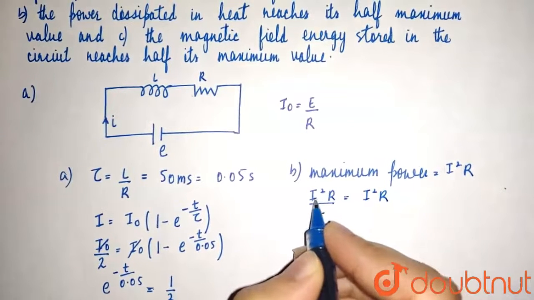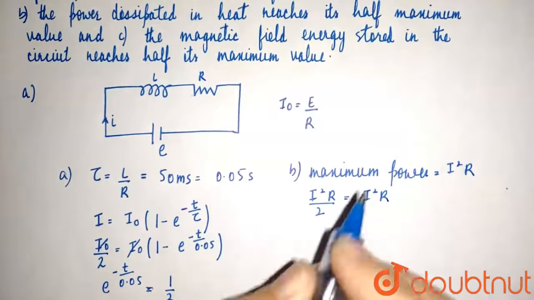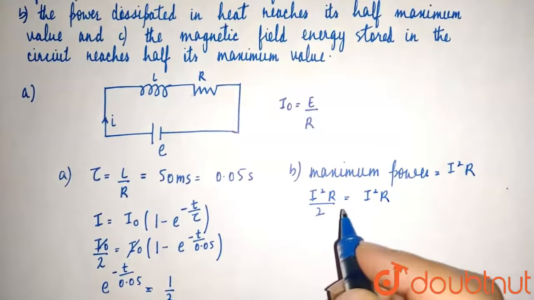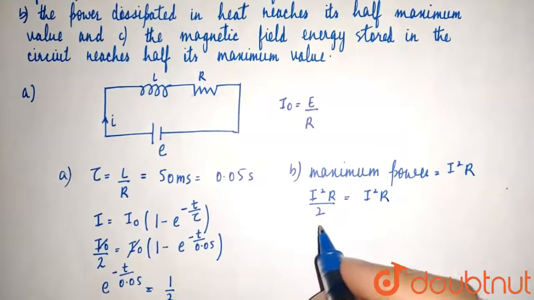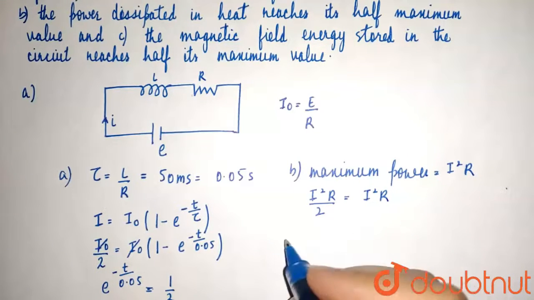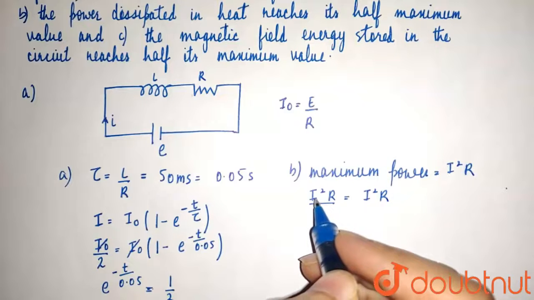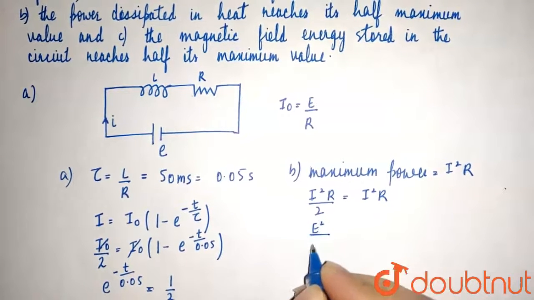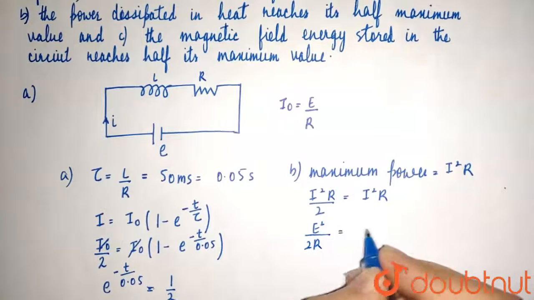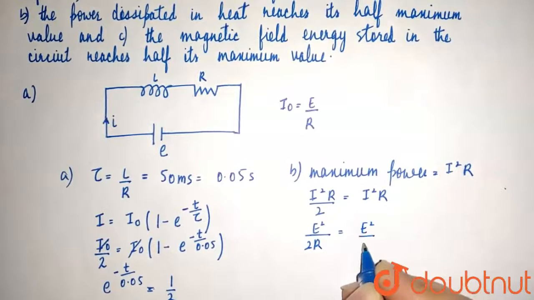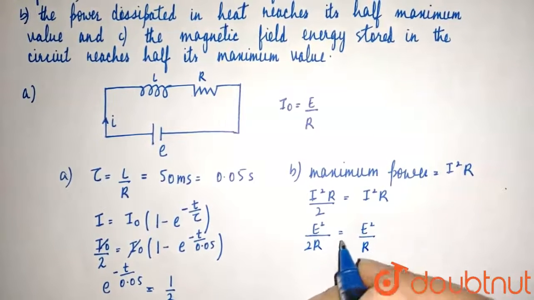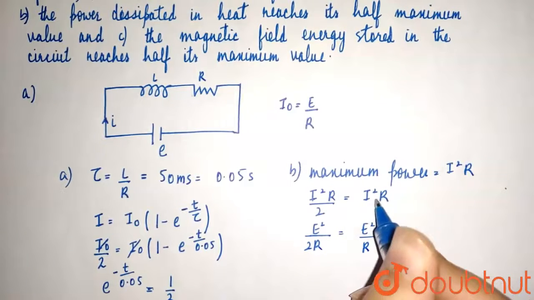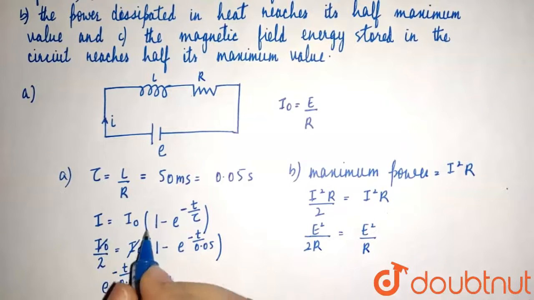Instead of I square, see, I is equal to E by R, so I square is equal to E square by R square, and then one R and R go, so we're left with E square by R. So we can write it as E square by 2R is equal to E square by R. But we have thing here, like instead of I, we can replace this with this equation.